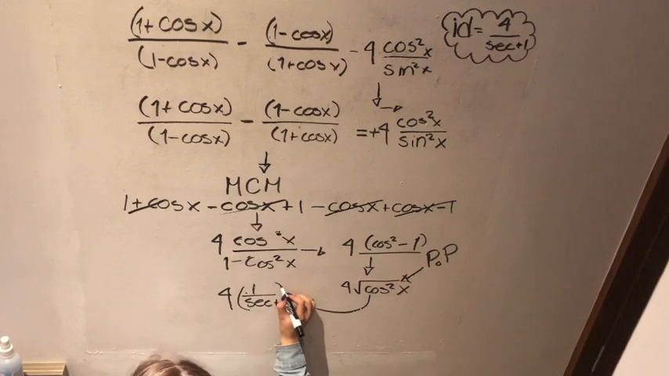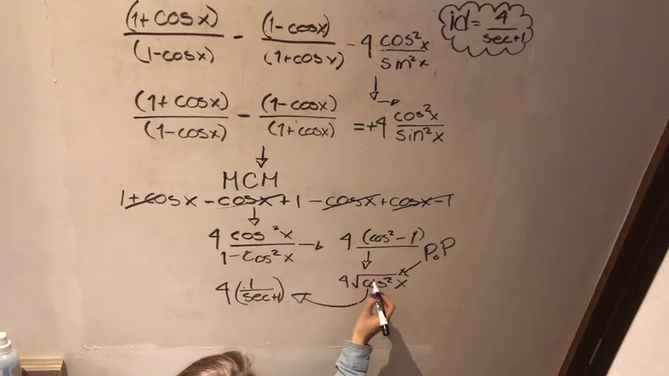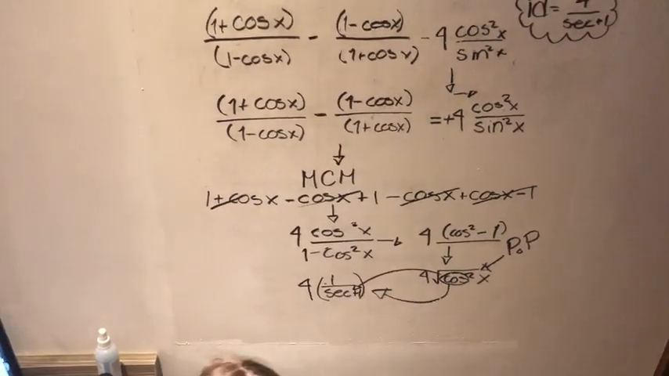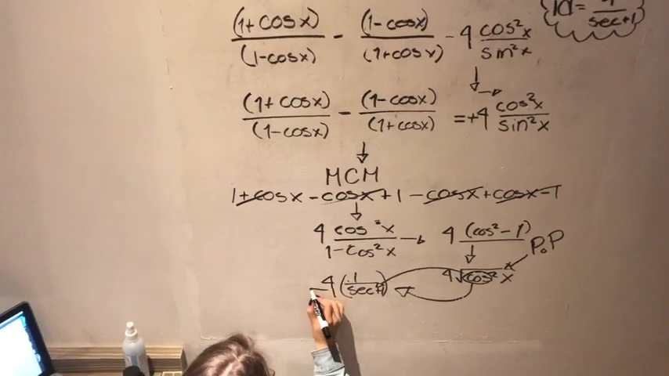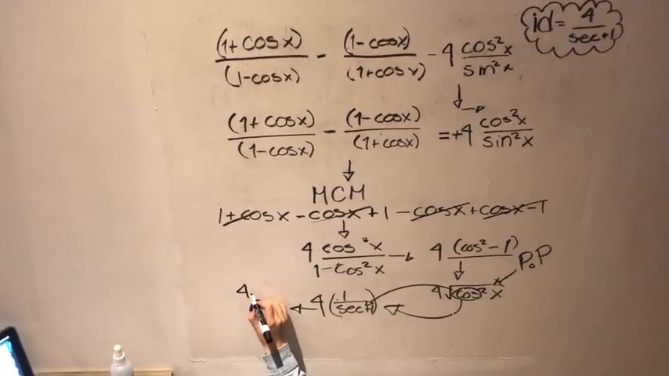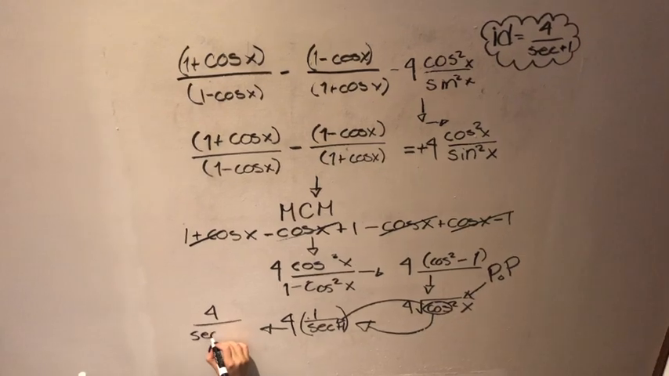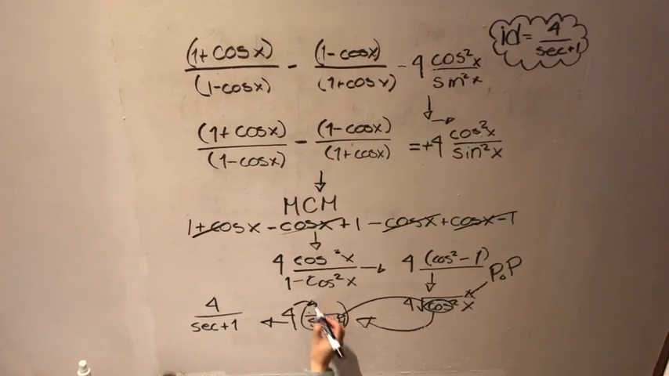Then we're going to write our result, which is 4 parentheses 1 over sec plus 1. And this confirms that the equation is correct.